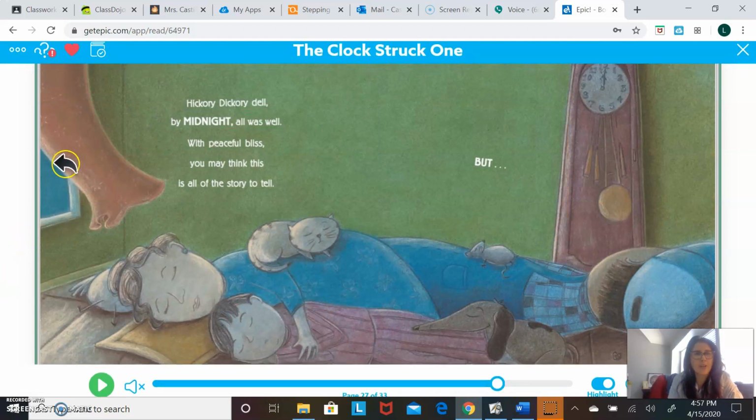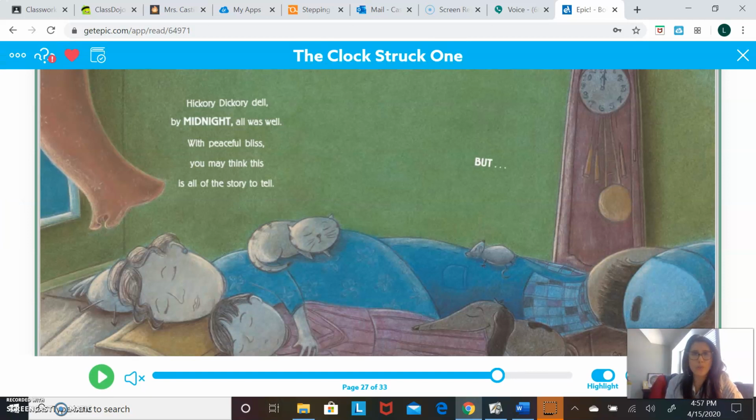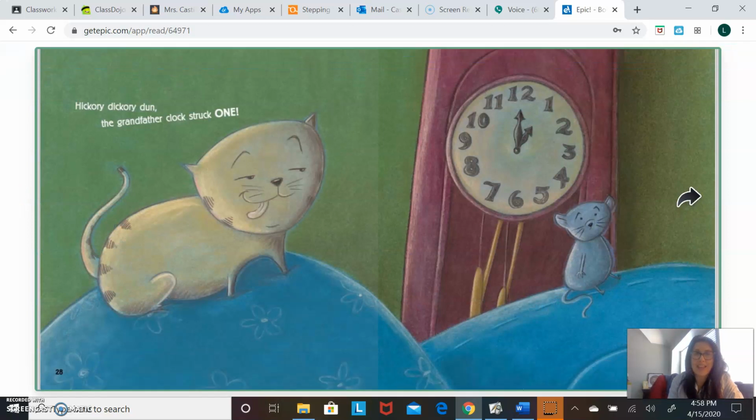Hickory dickory dell, by midnight all was well. With peaceful bliss you may think this is all the story to tell. But hickory dickory done, the grandfather clock struck 1.